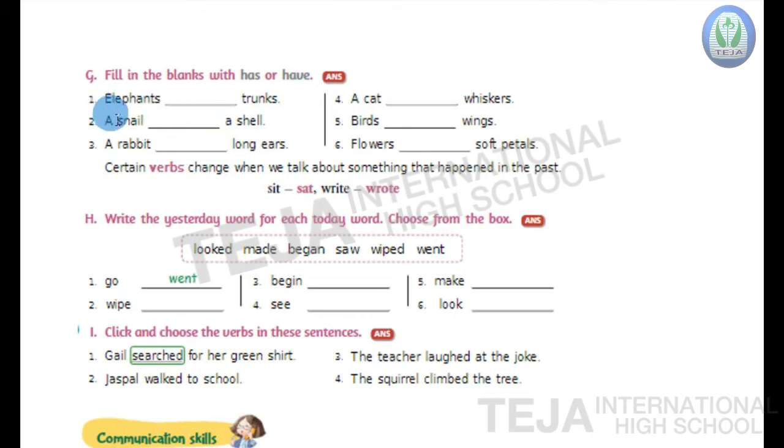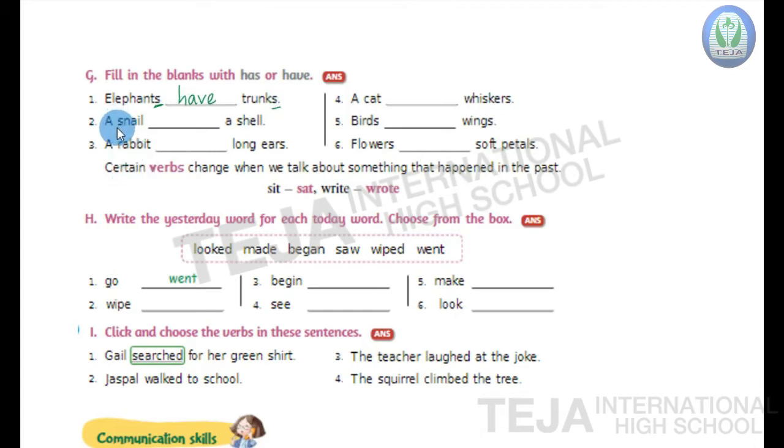Here the first question. Elephants dash trunks. So here we are talking about more than one elephant. Here S is there. Elephants means it's a plural form. So what do we use here? Here the word have is to be used. Elephants have trunks. Okay. So we have to write have here in the blank, children. As it is a plural form, the word have is used. And the sentence is elephants have trunks.